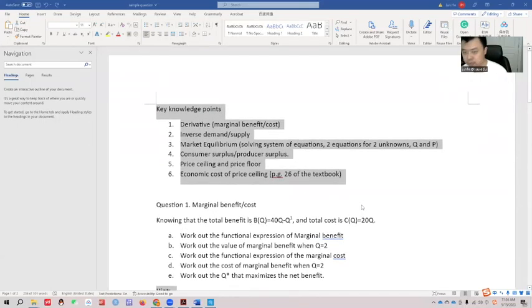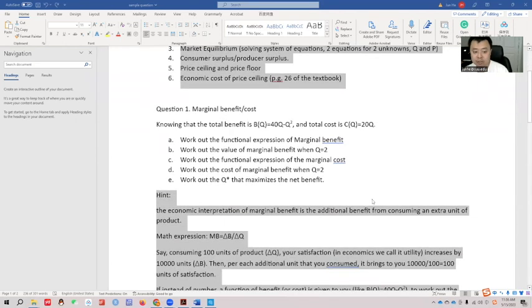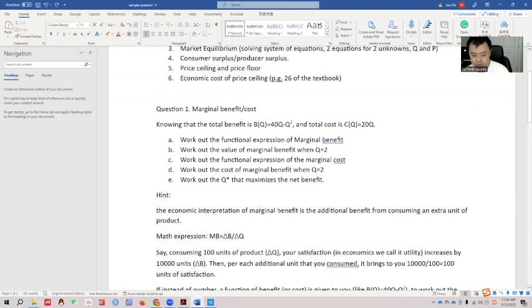Okay, in this session, I'm going to briefly introduce what marginal benefit or marginal cost is, and how you calculate it economically. The economic interpretation of marginal whatever is the additional whatever. For instance, a marginal benefit is the additional benefit from consuming an extra unit of product. So this is just the incremental.